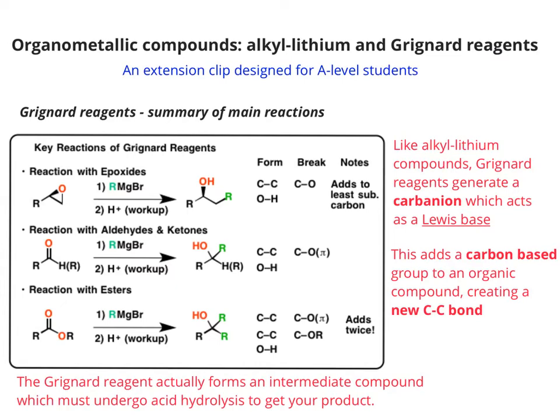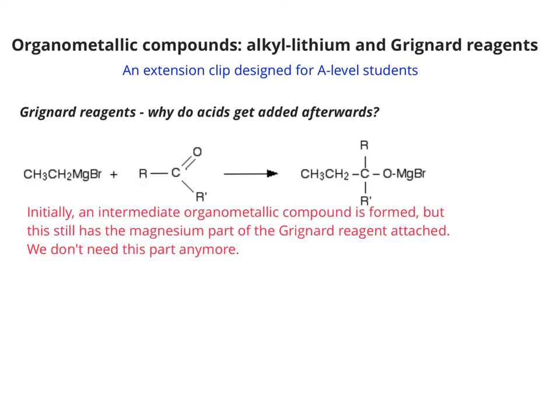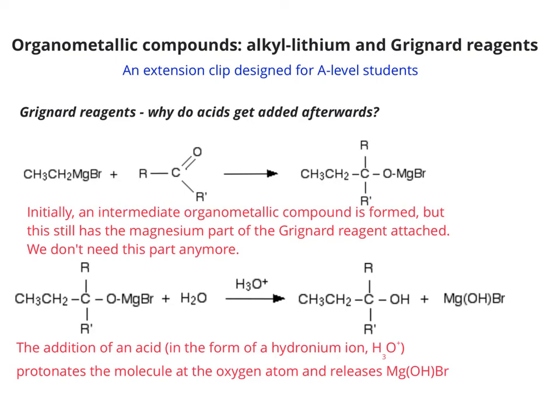So let's just illustrate that a little bit more. If we take an example of a Grignard reagent reacting with a ketone. Initially you've got an organometallic compound, but it's got magnesium in it from the Grignard reagent. We don't want this attached anymore. So we add an acid in the form of a hydronium ion, which protonates the molecule at the oxygen atom and releases MgOH-Br.